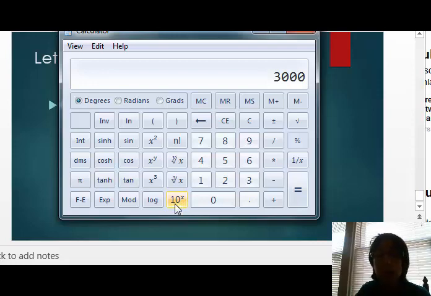If you want to use the 10x key, you can, but you need to put all values that are in scientific notation in parentheses. This can be cumbersome, but you will get the correct answer.